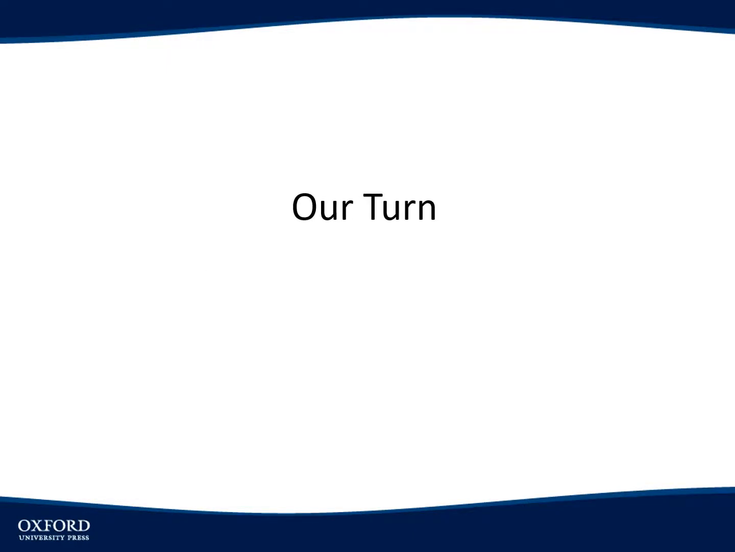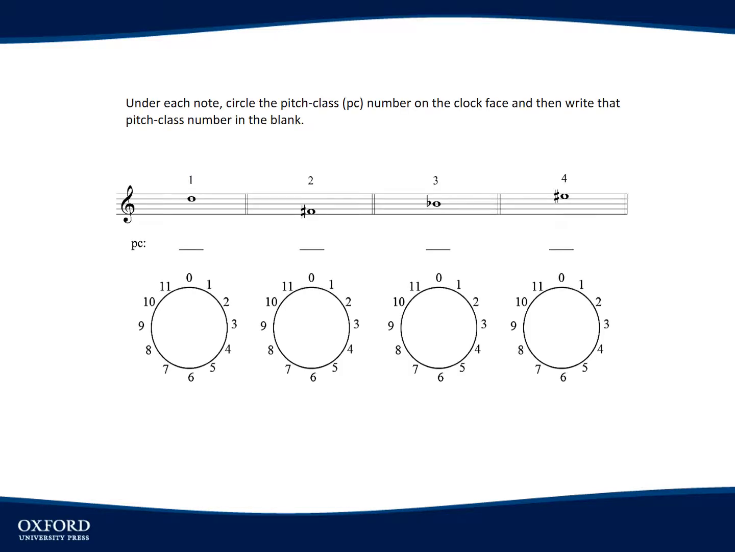Our turn. This video gives sample problems and helpful hints for finding pitch class. Problem 1 is an easy example, the note D. Remember that C is always pitch class 0 in our system. From there, we can simply count up by half step until we reach our note, C sharp, D. So we circle the number 2 on our clock face, and then write 2 in the blank.